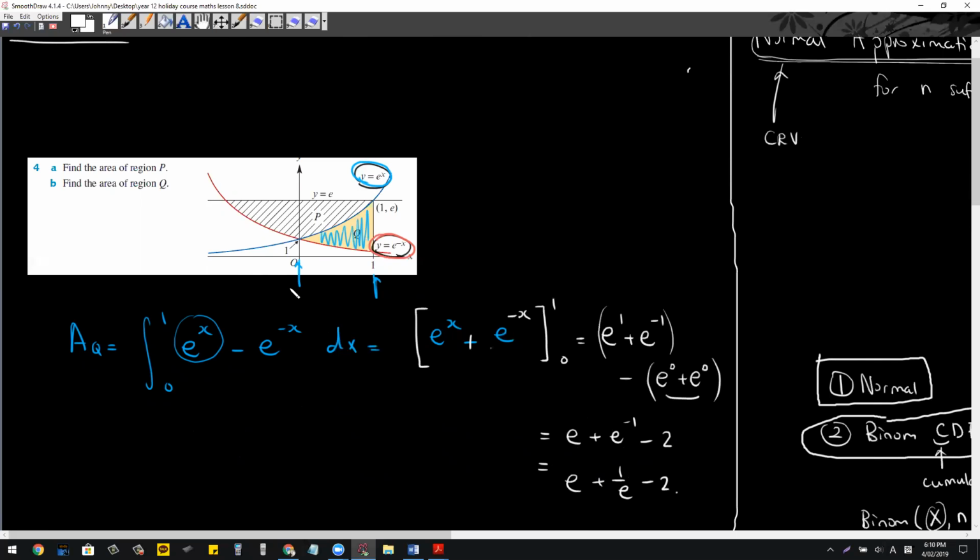Now, can you guys think about how you can calculate this area P? Can you guys suggest any method for this one?